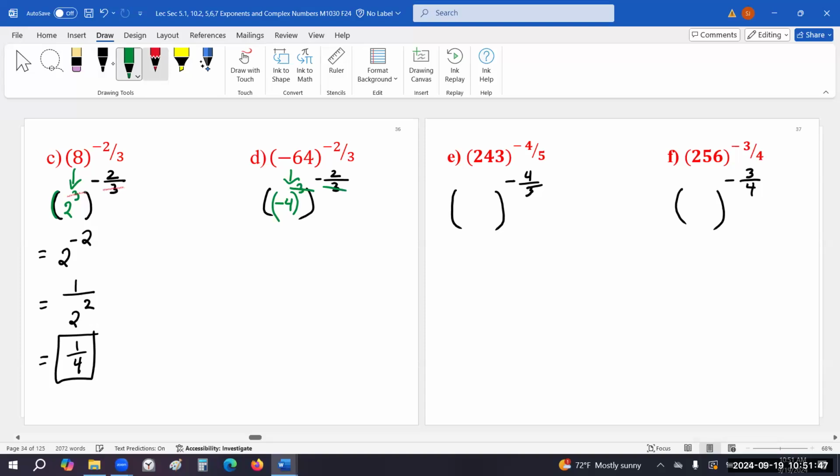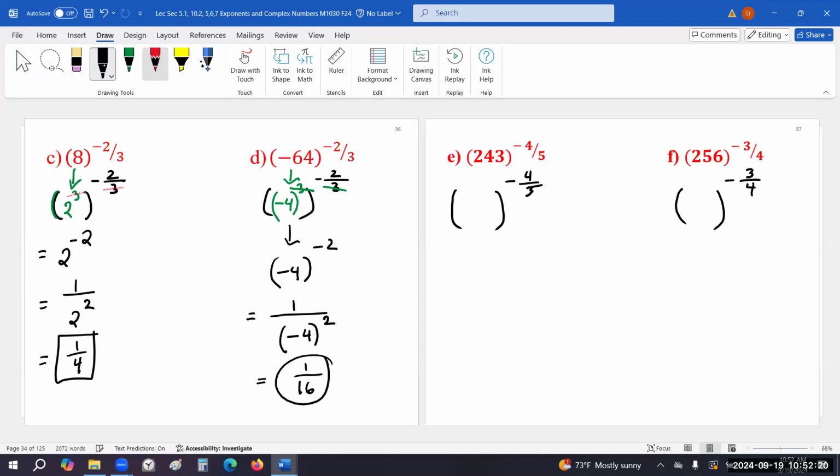Okay, 3 cancel out. What do we get? Negative 4 in the parentheses with the power negative 2. What happened to the negative sign? 1/(-4) in the parentheses and then power 2. 1/, what is negative 4 times negative 4? Common mistake. Be careful. Very careful. Be very careful.